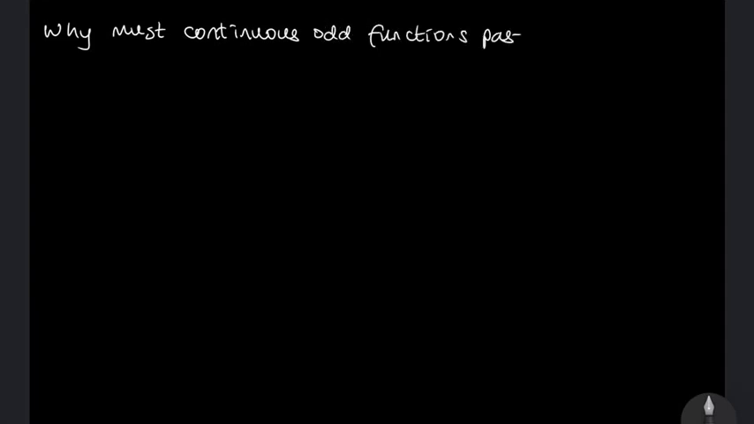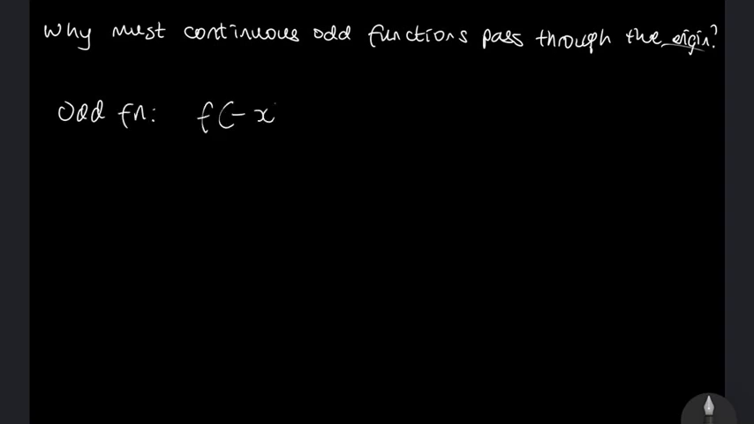We're going to focus on something very specific today, and that is why must continuous odd functions always satisfy f(0) = 0, or in other words, pass through the origin. Well, let's start with defining what an odd function actually is. An odd function is when you have f(-x) equating to -f(x).